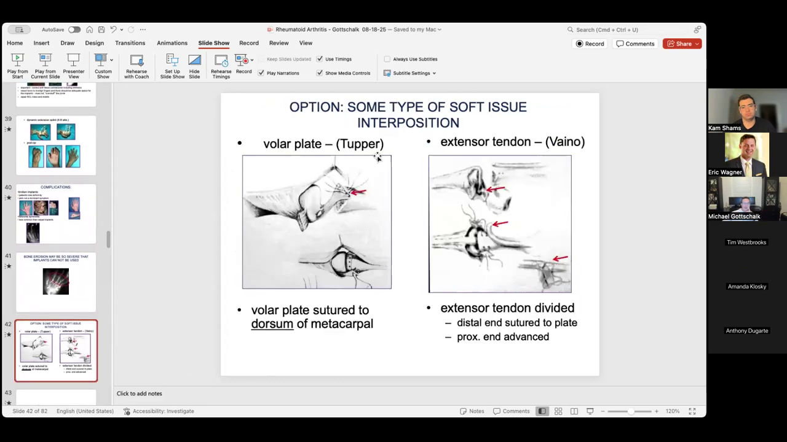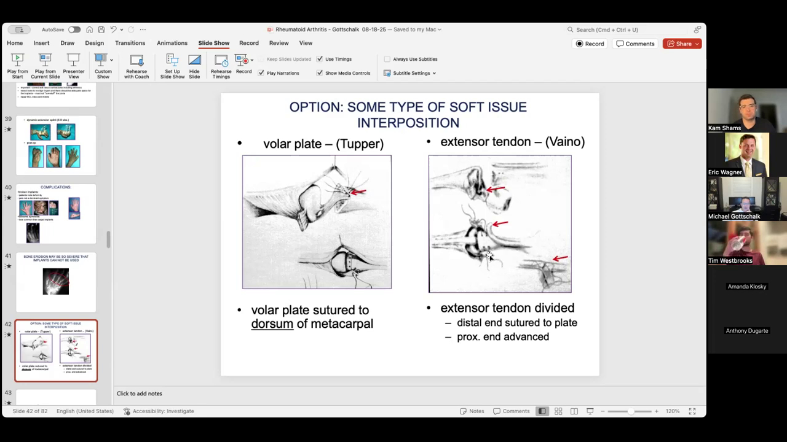This is the one that we think about, what we call the Tupper, which is essentially you take the volar plate, you detach it from the metacarpal, excise the metacarpal head, and then you take the volar part, which you leave attached. You take the volar part from the metacarpal and you move it to the dorsal here. That's called a Tupper arthroplasty.